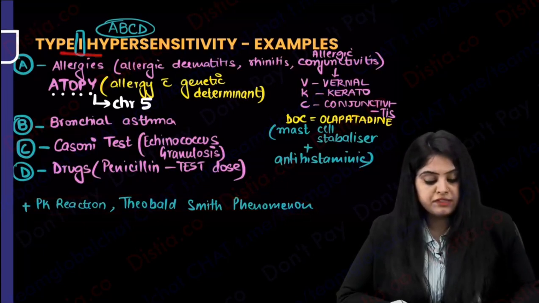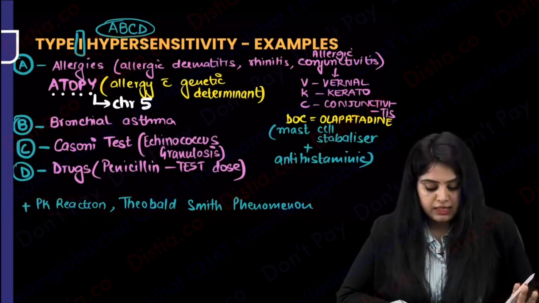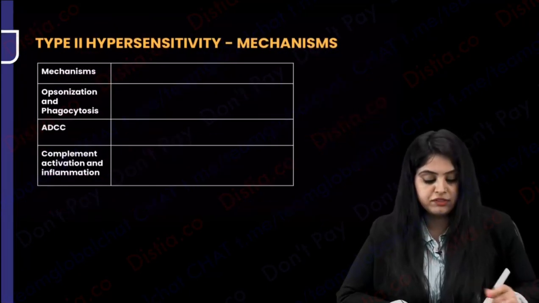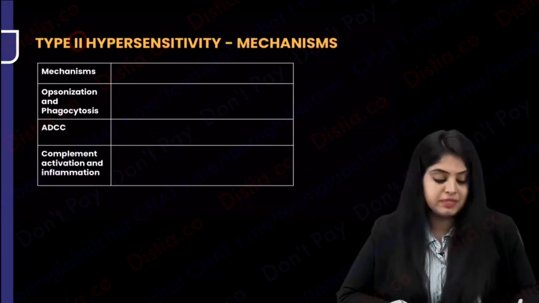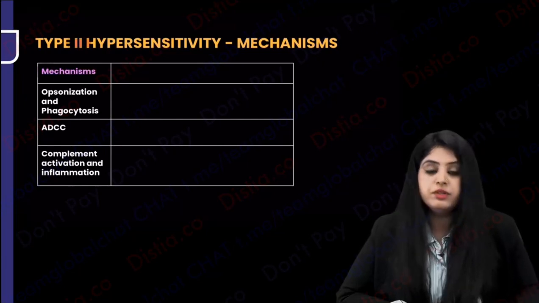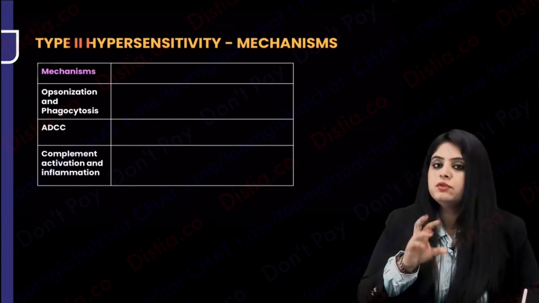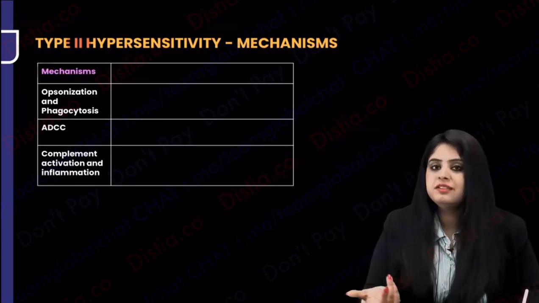So in type 1 hypersensitivity, I taught you the first class ABCD. Very, very simple. Now what am I going to go on to? Type 2 hypersensitivity. Obviously, first I will tell you the mechanisms. In type 2 hypersensitivity, the mechanisms are going to be 3 types. You just have to memorize the name. I'll tell you why: because if you memorize the name, the mechanism is in front of you.